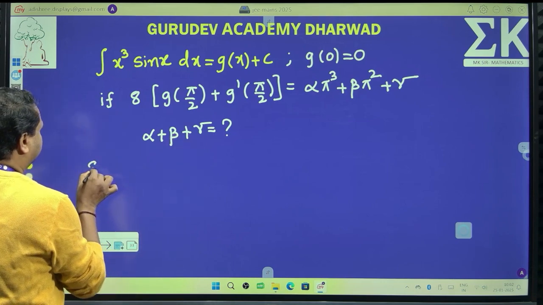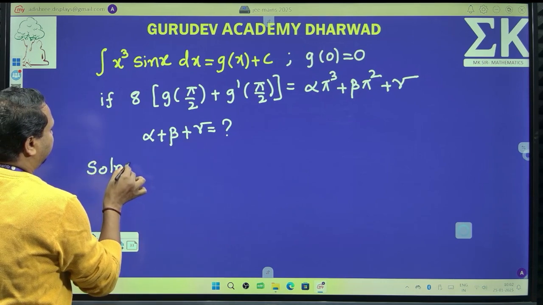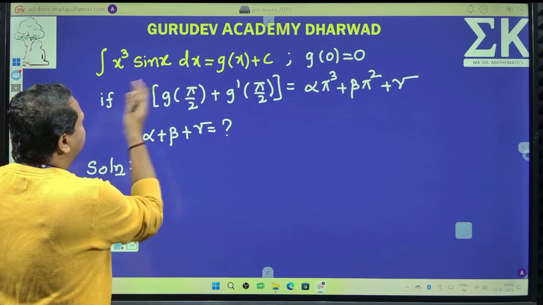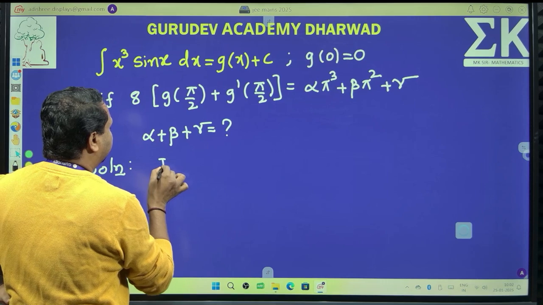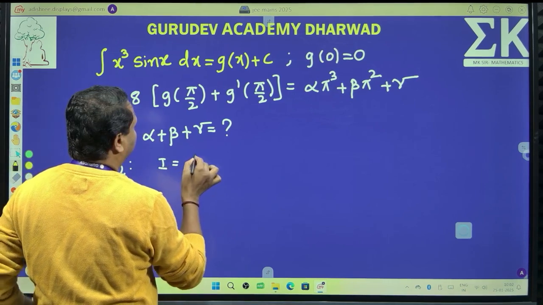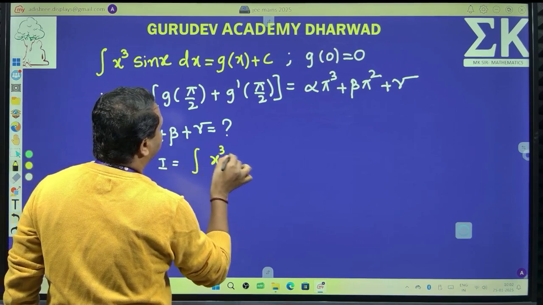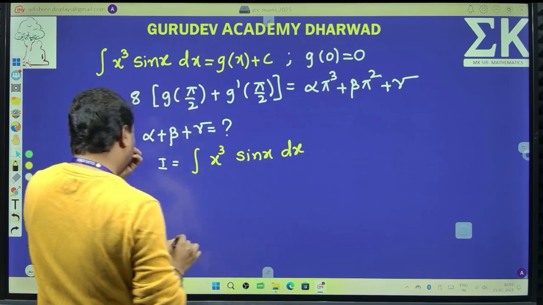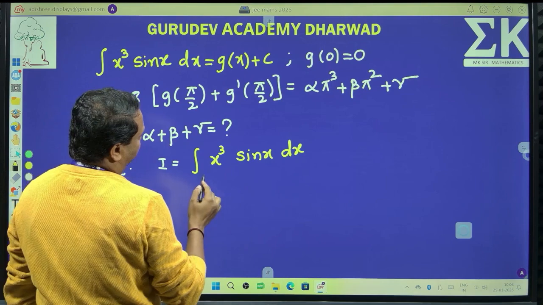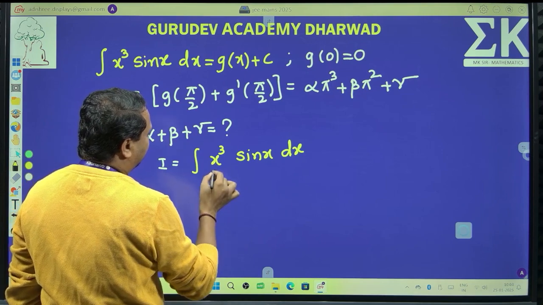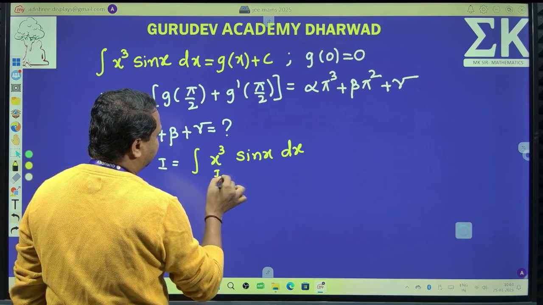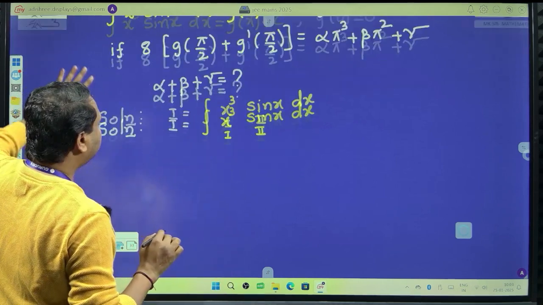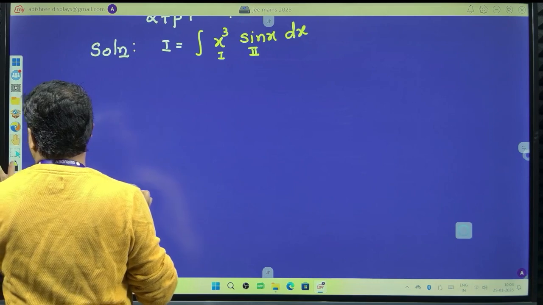Now, what is the solution? The solution is understanding what g of x is. It means I have to solve the integration. So, what is I equal to? I is equal to the integration of x cube sin x dx, isn't it? So, using the ILATE rule, inverse is not there, logarithm is not there, algebraic function is there, so that is the first function, and this is the second function, right? Let us integrate. What we get?